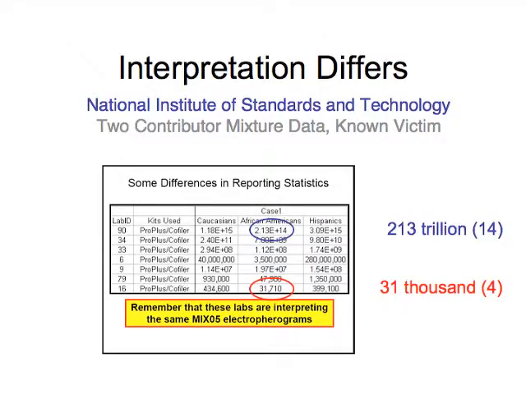And what they found was that, remember, this is not mine. He's saying, remember, it's all the same data, guys. Two contributors, known victim, just like in the Foley case. The inclusion methods, which were the majority of results, were just like we saw, four zeros. About 31,000 was the lowest score. The few groups using by eye as much of the quantitative data as they possibly could were getting scores up at 200 trillion, or 14 zeros. 14 minus 4 is 10. 10 orders of magnitude difference. Right? A 10 billion fold difference on the identical data depending on which lab you sent it to.